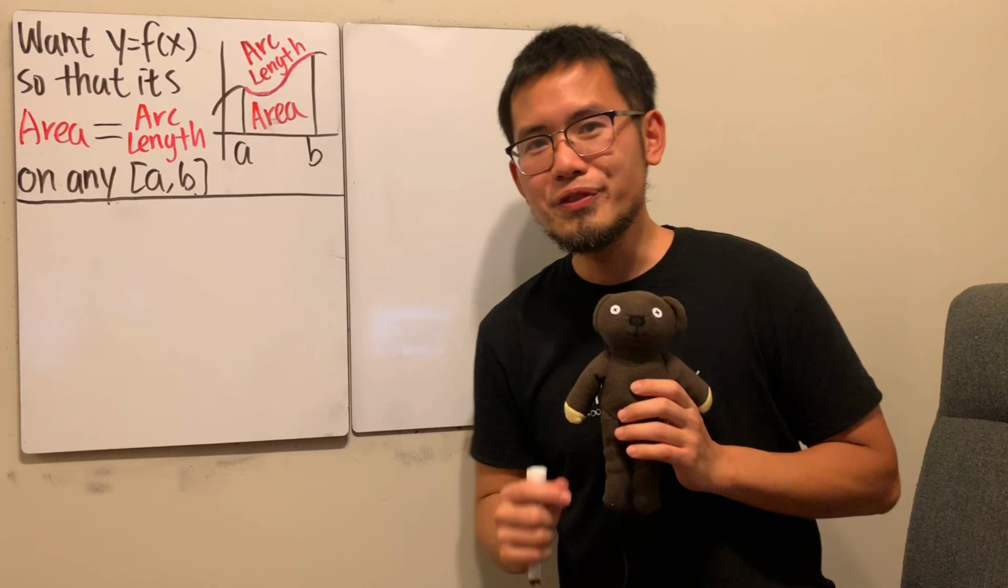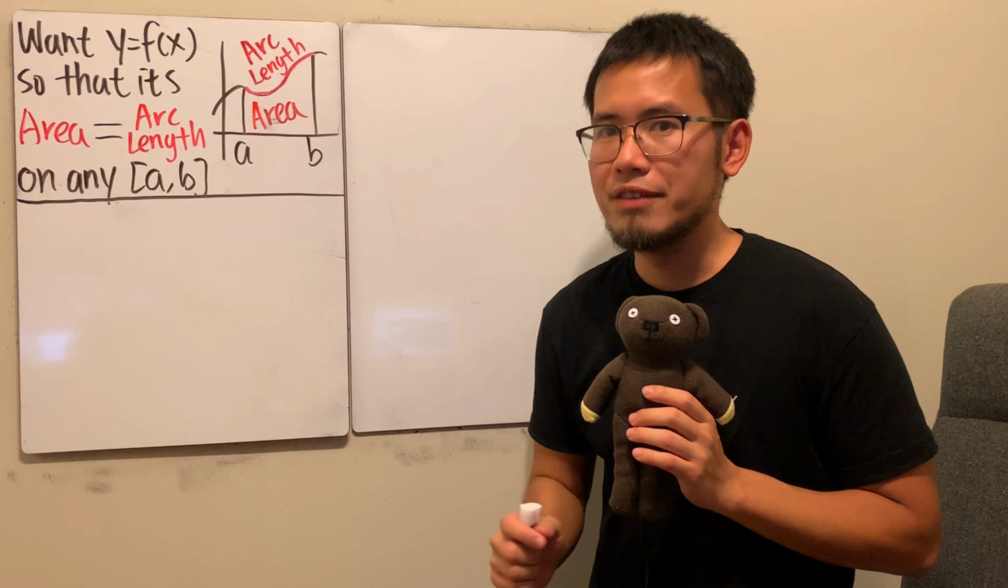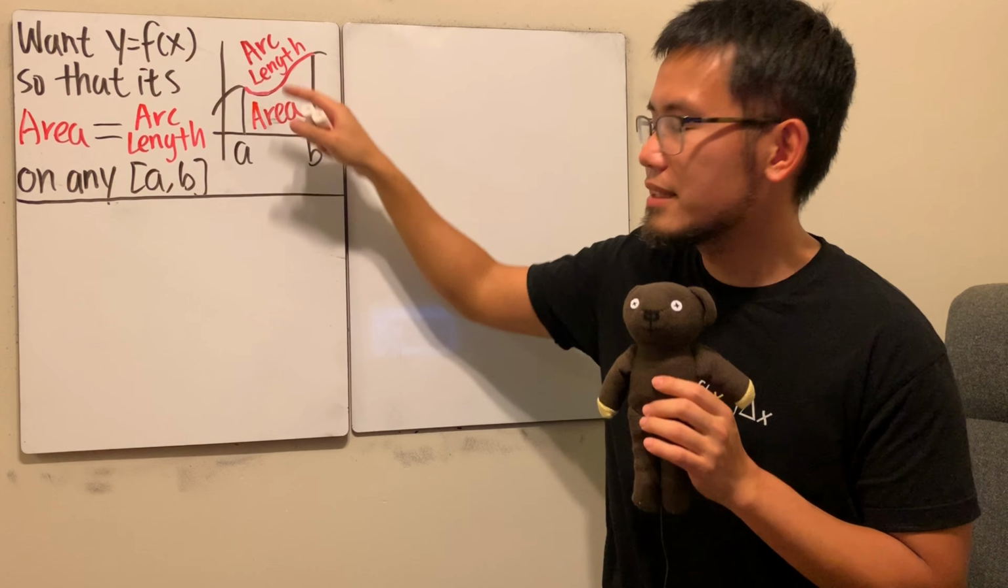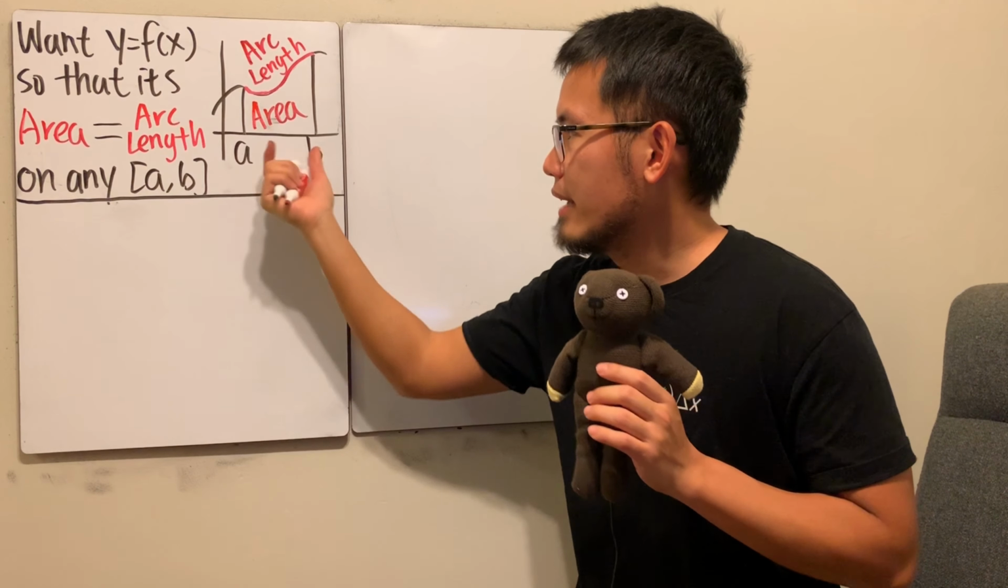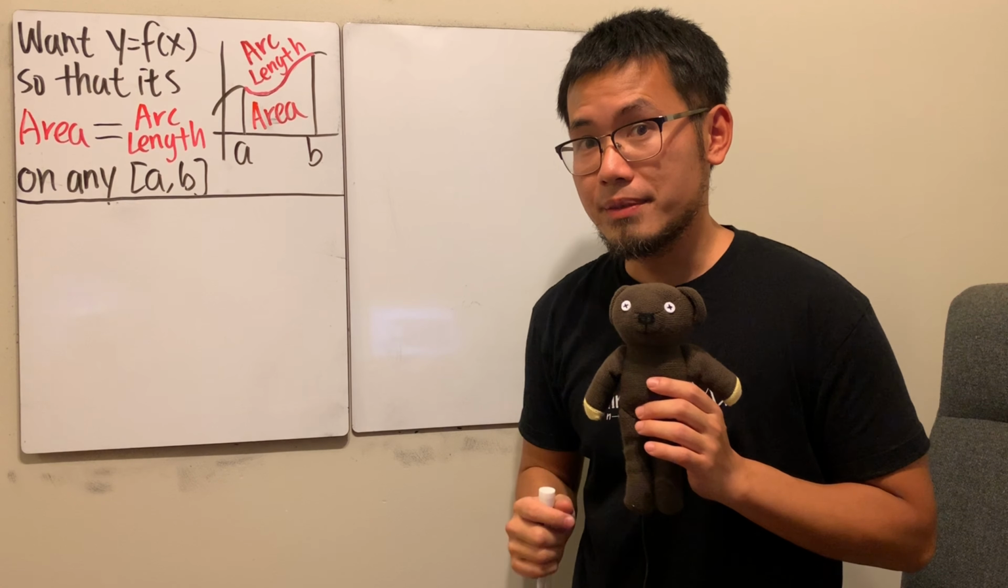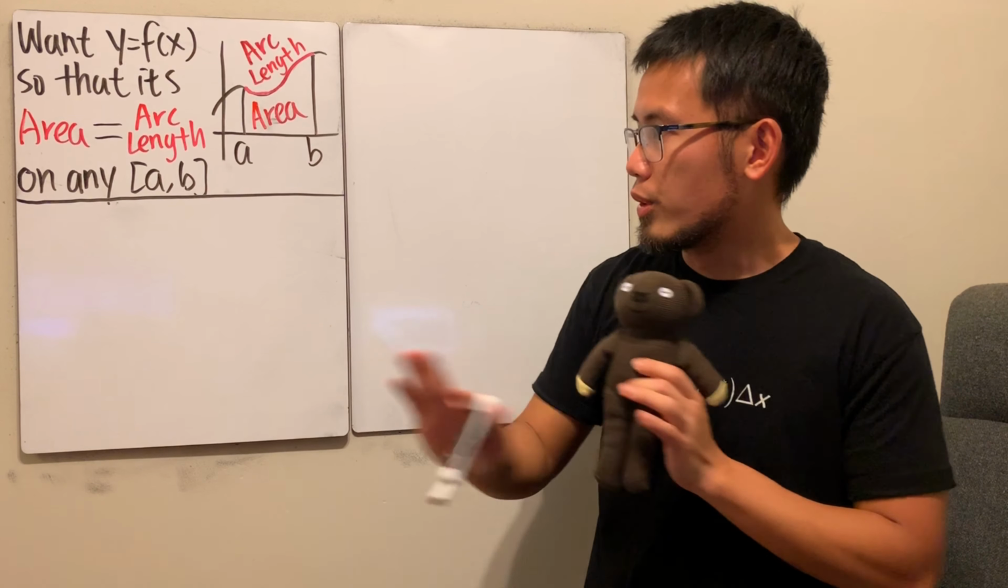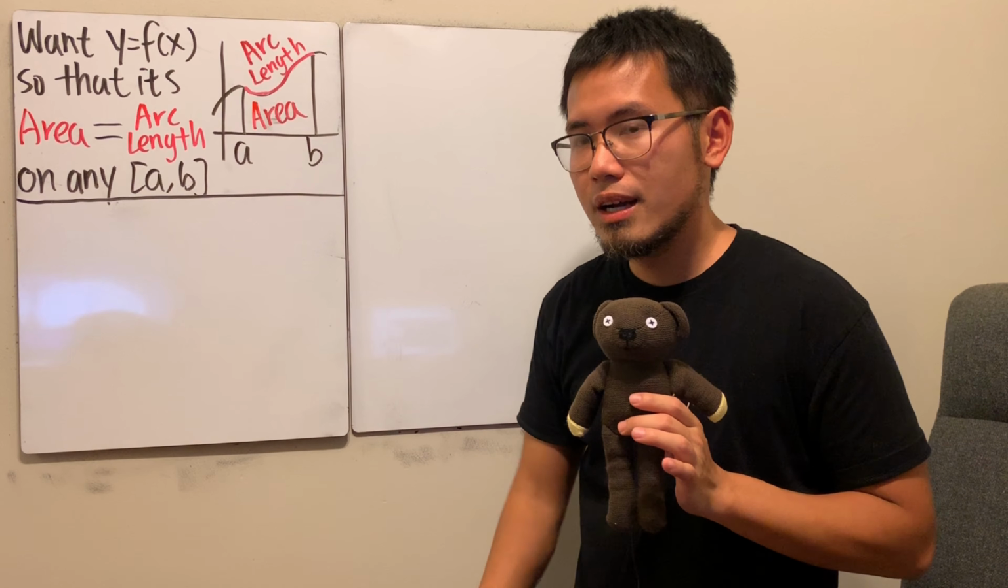Hello! I have a question for you guys. Is it possible to have some function so that its area under the curve is the same as its arc length on any interval a, b? What do you guys think? And of course, we're talking about just the numerical value. We are not talking about their units or whatsoever, right?